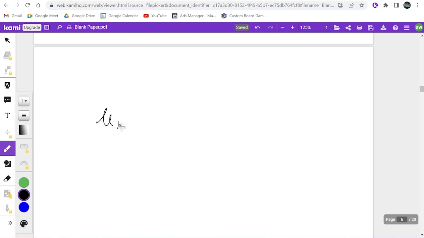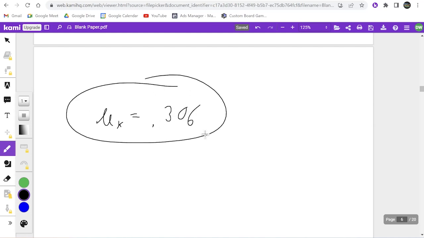a final answer. My handwriting's really sloppy today. But the final answer is going to be 0.306, which is a very normal answer for the normal force. I'm sorry, coefficient of friction. Oh, and by the way, what are the units for coefficient of friction? I forgot to mention that. The answer is there are no units for coefficient of friction.